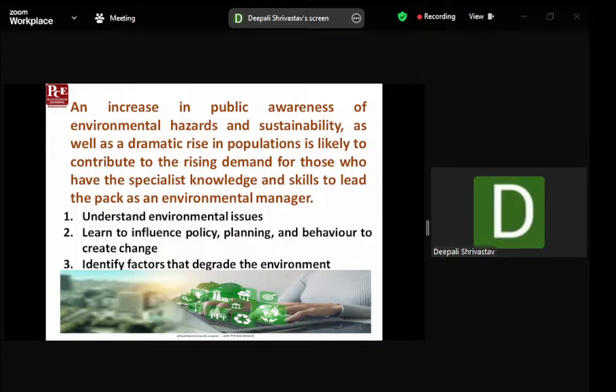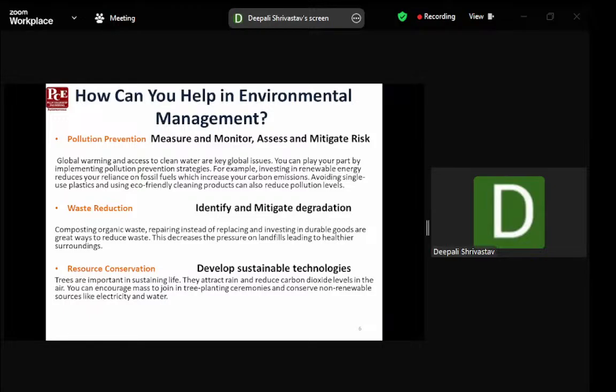For all under this course, you need to understand the environmental issues. You need to learn to influence policy, planning, and behavior to create change. And in this course, you also need to identify factors that degrade the environment. How can you help in environmental management? If you are associated with a corporate with pollution prevention, or any big companies, suppose JSW and big plants, which need to cap their CO2 emissions, how can you contribute? You can measure, monitor, assess and mitigate. If your company, or in future you are associated with a company with projections for waste reduction, you can identify and mitigate degradation. If your company is structured for resource conservation, you can develop sustainable technologies.